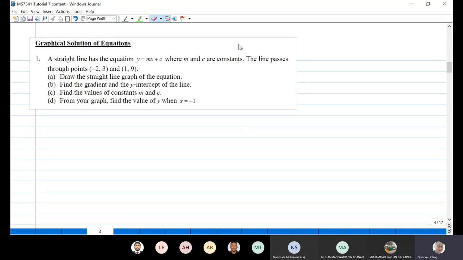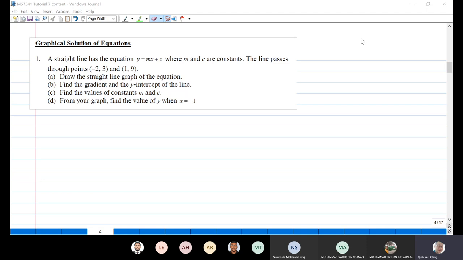So question one. This is tutorial three. Question one. You have a straight line, y equals mx plus c. Okay, this is the usual equation of a straight line, where m and c are constants. The line passes through minus 2, 3, and 1, 9. Draw the straight line, first part.